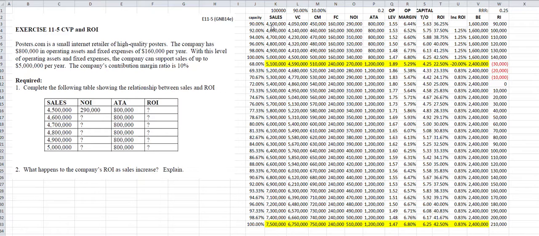Okay, let's begin with our initial level of sales, which is $4.5 million. At $4.5 million, we will have variable costs of $4,050,000. Contribution margin of $450,000. We have fixed costs of $160,000 that will allow us to calculate a net operating income of $190,000. So what we have right here is income statement information. Here we have our relevant balance sheet information.